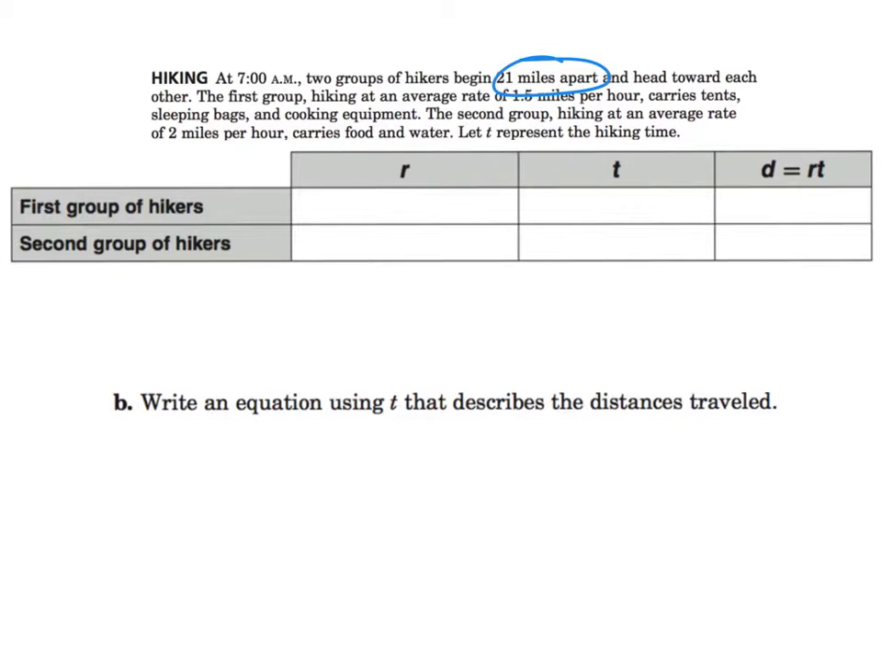The first group, hiking at an average rate of 1.5 miles per hour, carries tents, sleeping bags, and cooking equipment. The second group, hiking at an average rate of 2 miles per hour, carries food and water. Let T represent the hiking time.